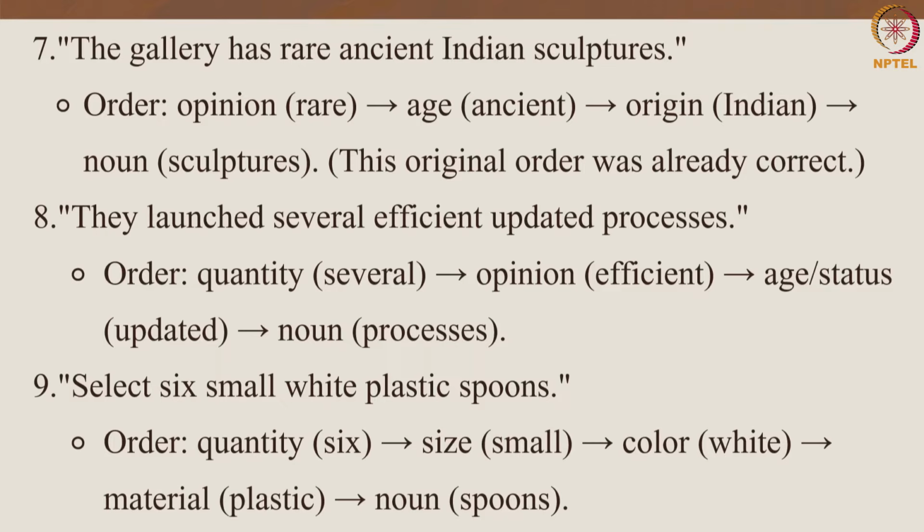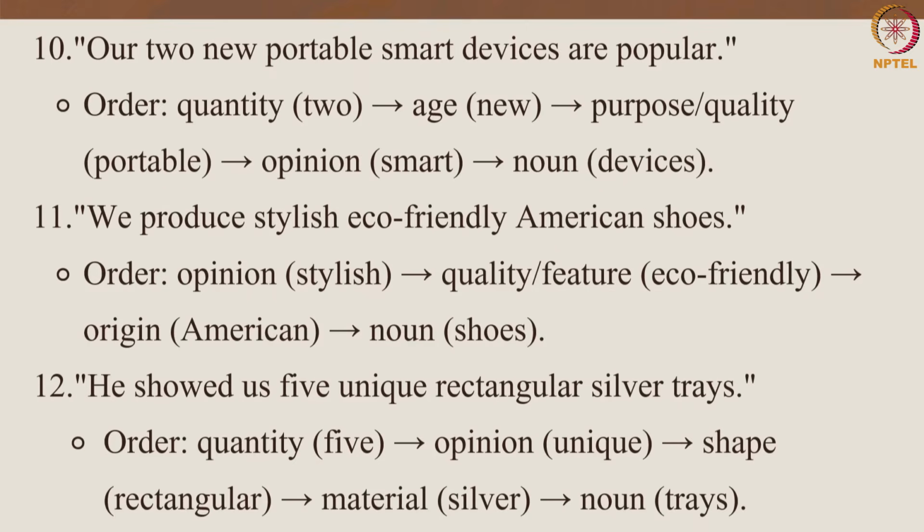Number 9, select 6 small white plastic spoons. Order should be quantity 6, size small, color white, material plastic, and the noun at the end, that is spoon. So, correct answer is select 6 small white plastic spoons. Next one. Our 2 new portable smart devices are popular. That's the correct sentence. Why?